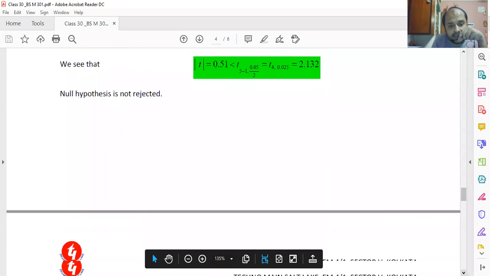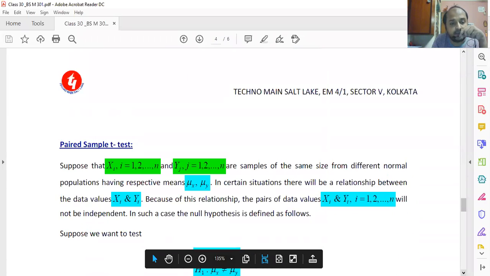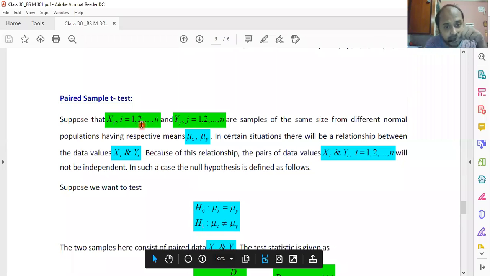Last but not the least, my last situation of today's class is paired sample t-test. It's very simple. Here I'm going to draw two samples of the same size.